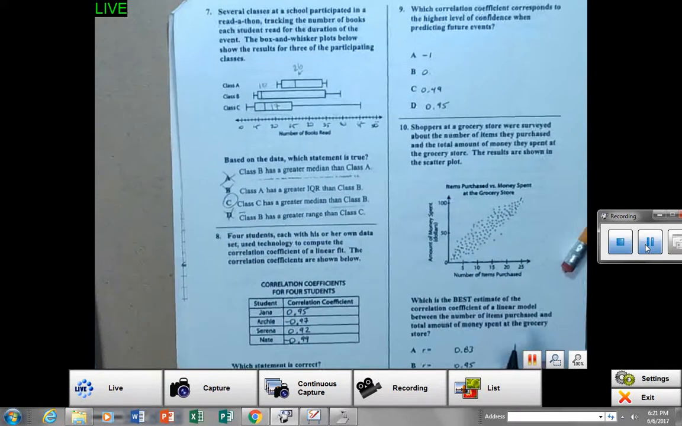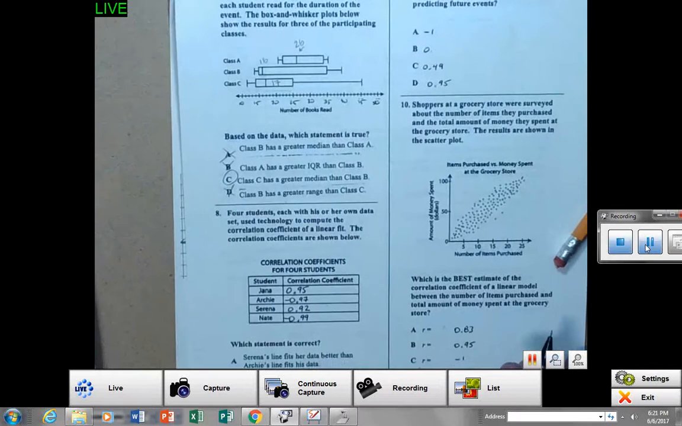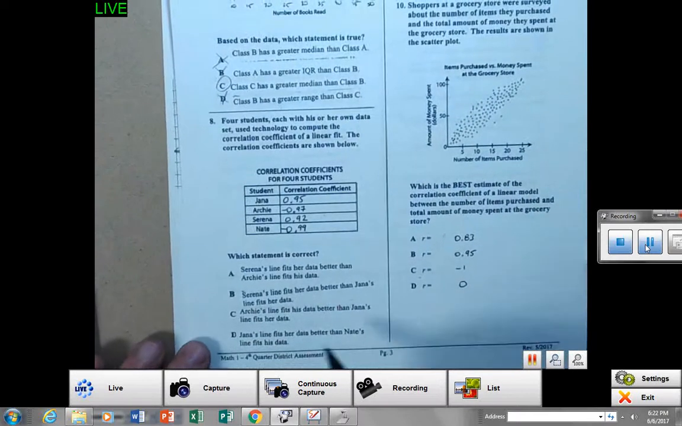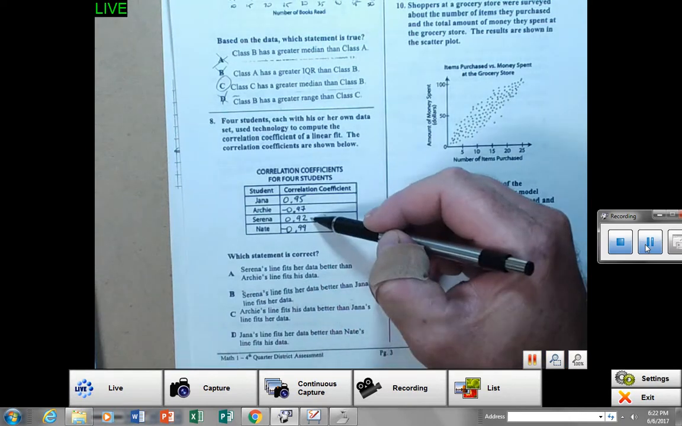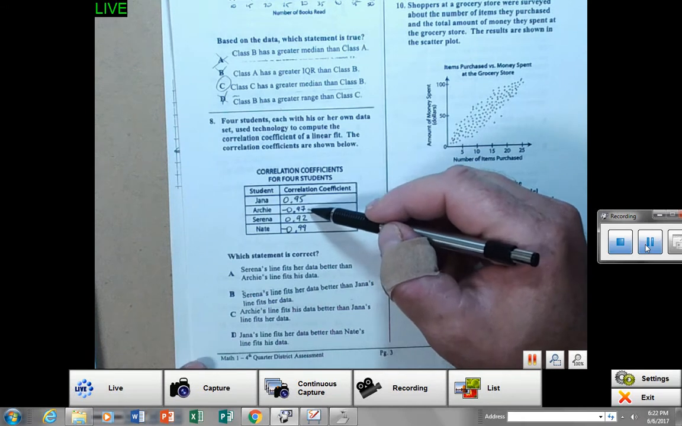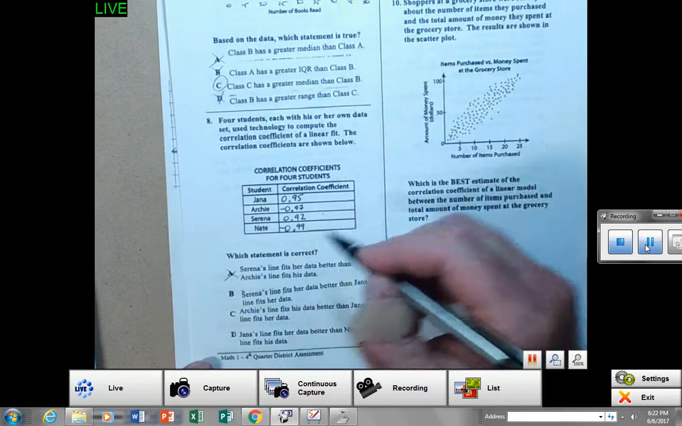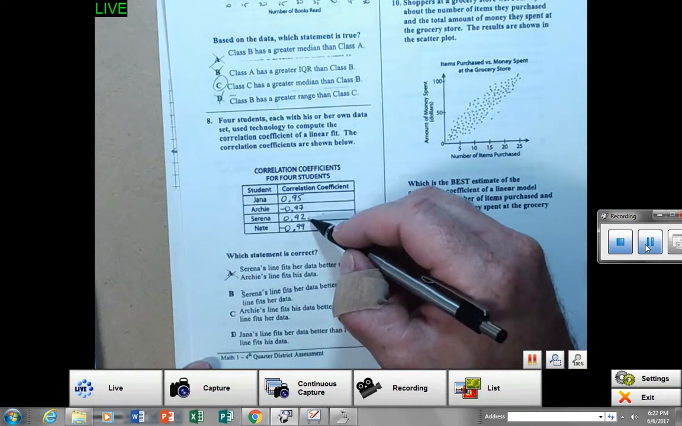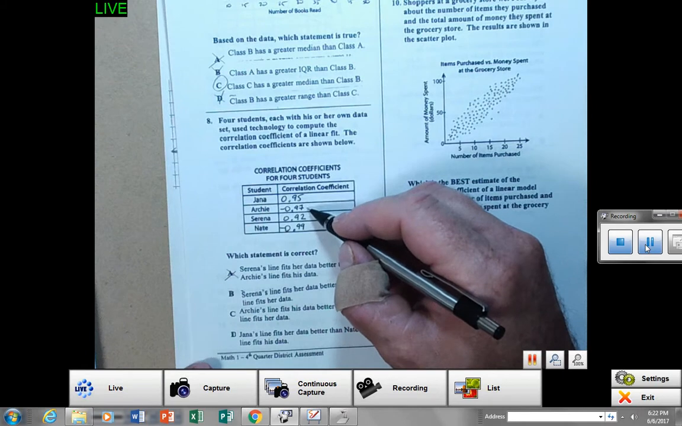Next, these correlation coefficients are used to answer these problems here. For this one, Serena's line fits her data better than Archie's. Serena has a correlation coefficient of 0.92. Archie has a correlation of negative 0.97. Even though that's negative, that is better. So that is not true. Serena's line has a lower correlation, which means her line will not fit as well as Archie's.